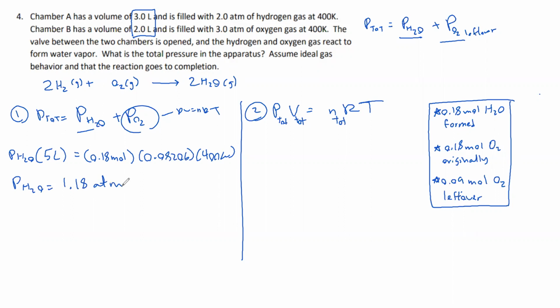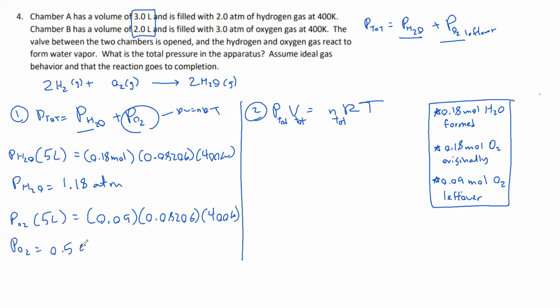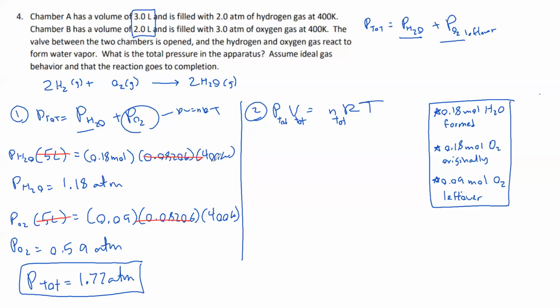Cool. We do the same for oxygen, where the pressure of oxygen is equal to the volume of oxygen. The moles, we realize we have 0.09 moles left over after the reaction. And 400 Kelvin. The pressure of oxygen is equal to 0.59 atmospheres. So our total pressure, when we add them up, would be somewhere around 1.77 atmospheres. Notice that when we did PV equals nRT, the liters was the same, R was the same, and temperature was the same. The only difference was moles.